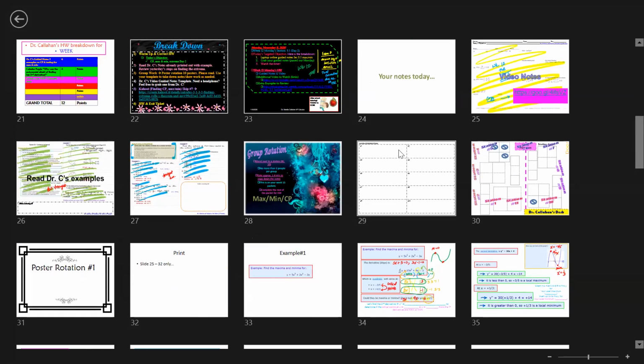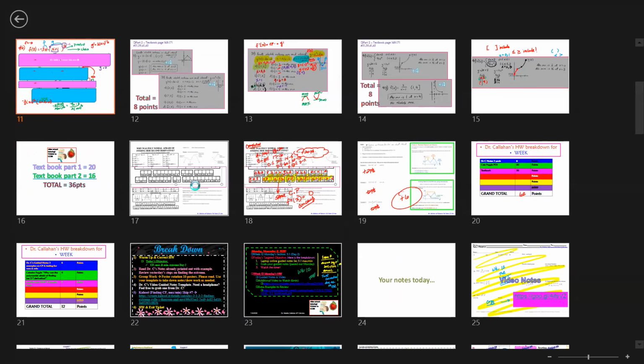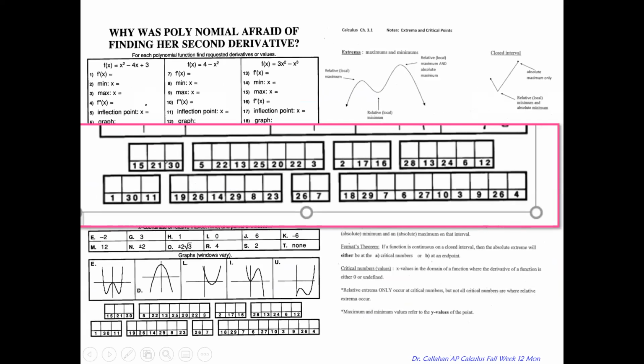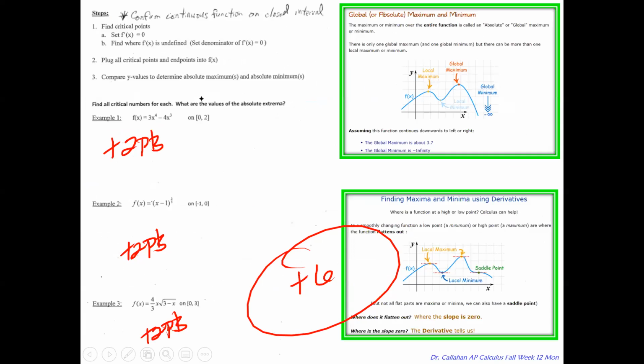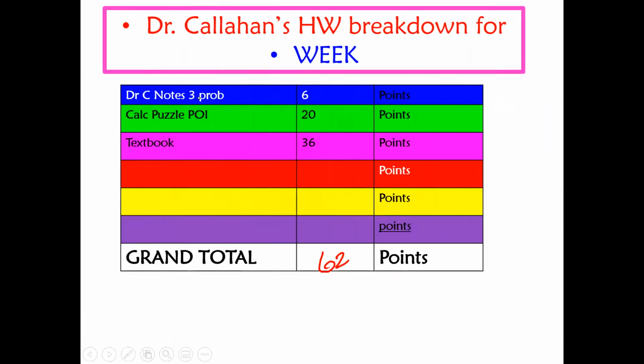All right, and then we had the calculus puzzle, which basically said, why was Polynomial afraid of finding her second derivative? And the answer is, she thought she would get points of inflection. Haha. I know you're like, I don't get it. What is a point of inflection? It's actually the critical point of the second derivative. Just like how critical points test for max and min, your point of inflection tests concavity, whether it's concave up or concave down.